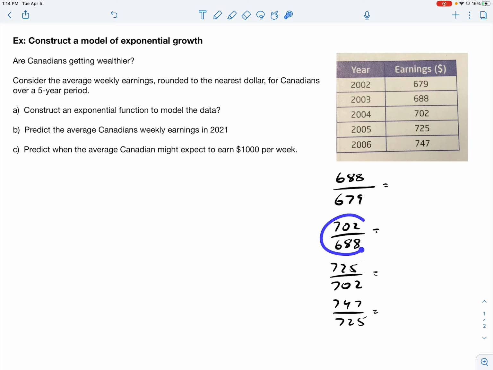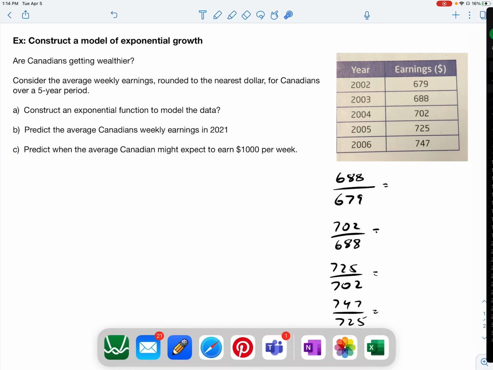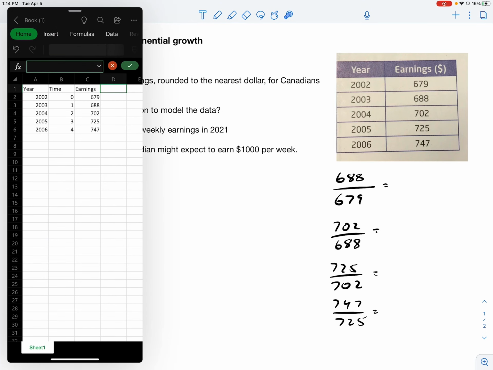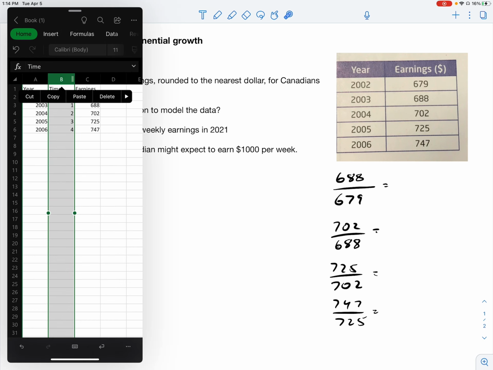So I've set up all these ratios, 702 over 688 and so forth. So I can just punch these into my calculator and get a value. The thing is, because this is real life data, these values aren't going to all be exact. Okay, they're all going to be pretty close to a certain number, but not exact. So what I've done is I've set up an Excel file, copying that information over. So you can see we have the year. I then inserted another column, column B, which is the time.